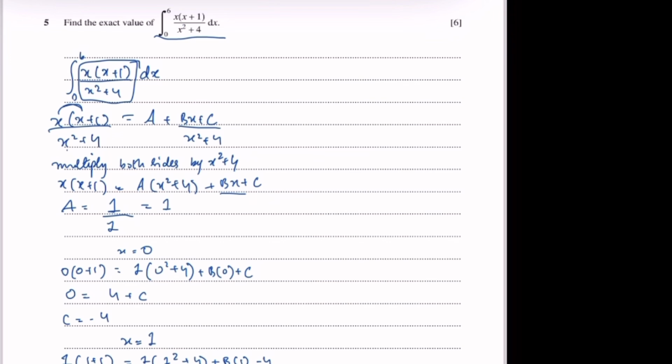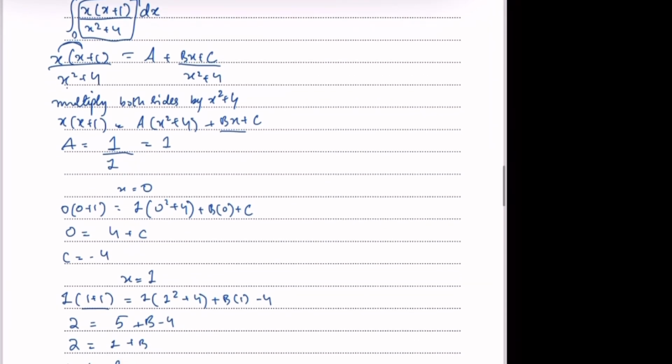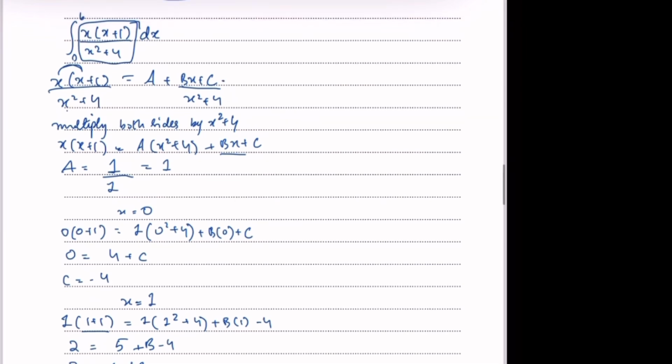So b is equal to 1. And if I write it in the partial fraction form, x into x plus 1 divided by x squared plus 4 is equal to 1 plus (x minus 4) upon x squared plus 4. A is 1, and then I wrote bx plus c. B is 1 and c is minus 4. So this is the fraction form.